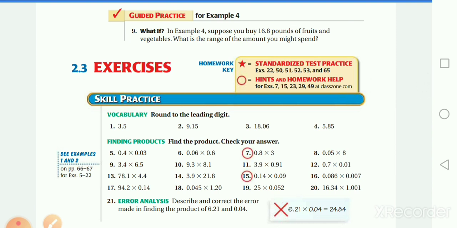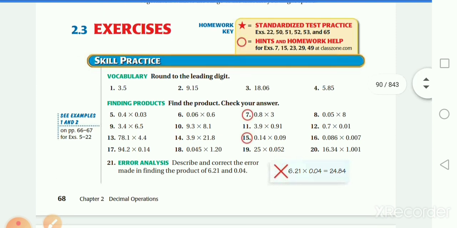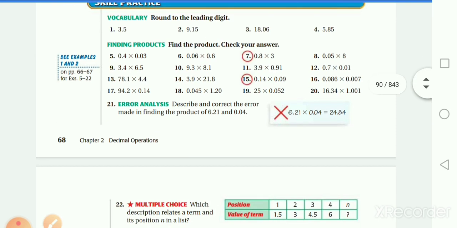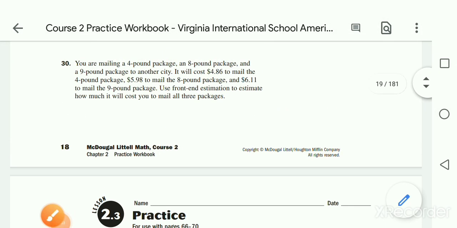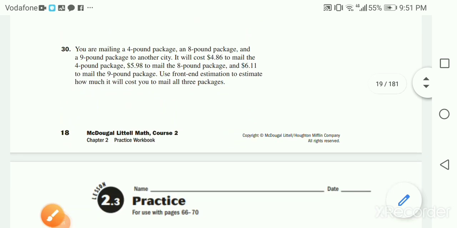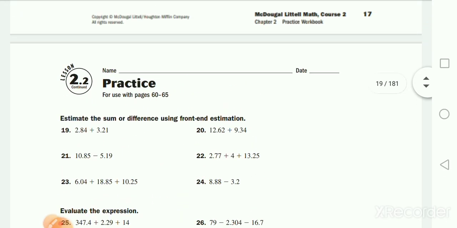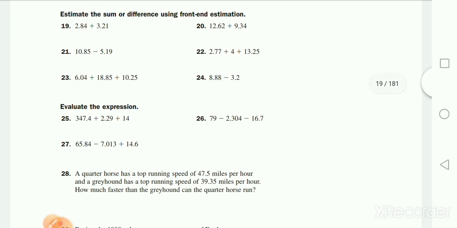Okay, dear students, let's go now to the practice book to have a look at the exercises. Now moving to page 18 of the practice book. Estimate the sum or difference using front end estimation. I have 4.1, number 19.